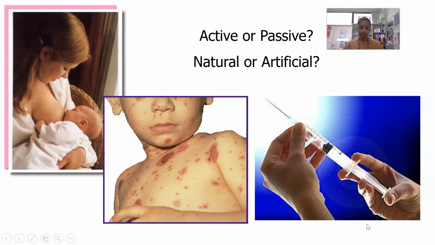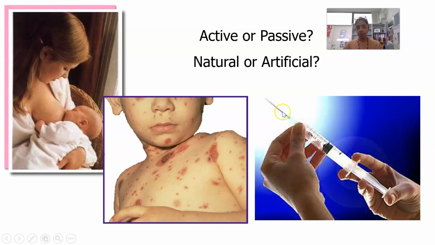All right, so again, this infographic is just looking at different types of immunity. I'd like you to look at each of these images and to decide if it is natural or active. Is it passive or artificial, or is it a combination of the two?